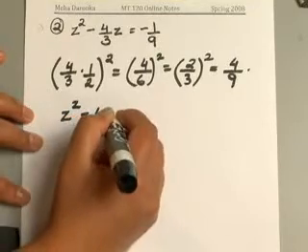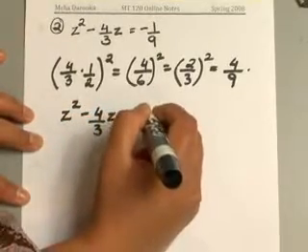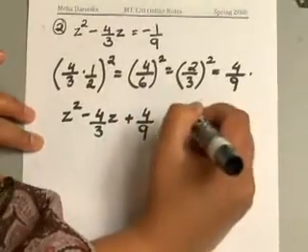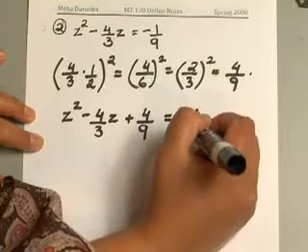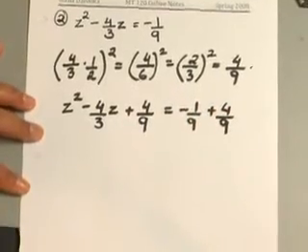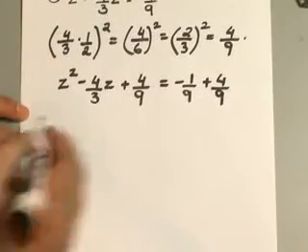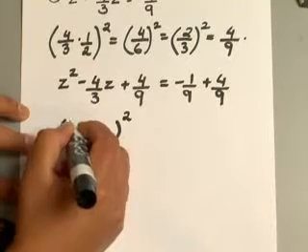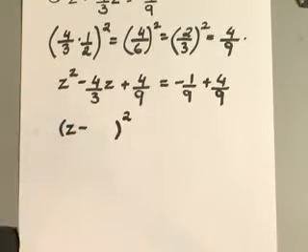Okay, so when you're completing the square, you will go ahead and add 4 over 9 on both sides of your original equation. So that will be z squared minus 4 over 3 z plus 4 over 9. On the other side, you have negative 1 over 9, and to that you are adding 4 over 9.